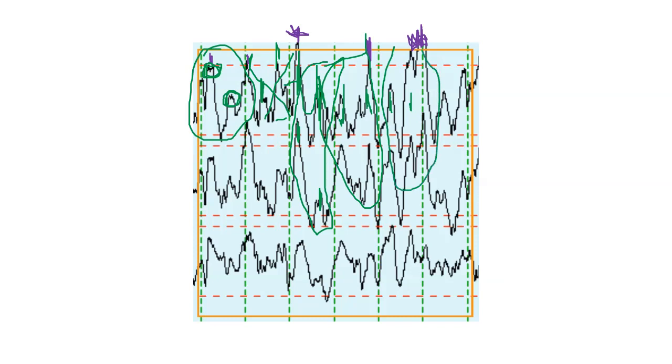So in this little snippet of 6 seconds, I already have 1, 2, 3, 4 seconds that I've counted as delta. And remember, for the whole epoch, if I look at that whole epoch again, you need to have 6 seconds made up of delta activity. So overall, that epoch I would count as delta.